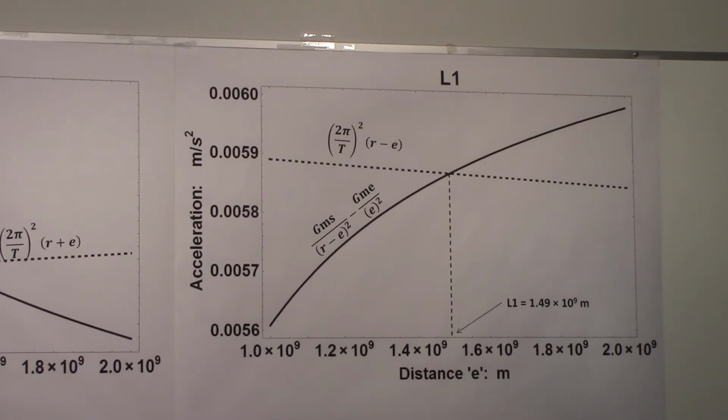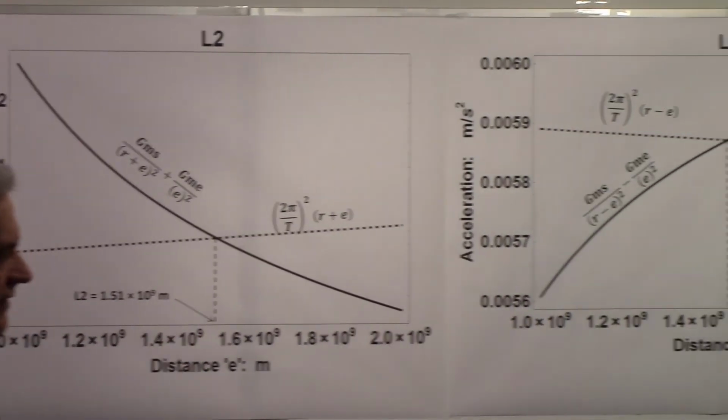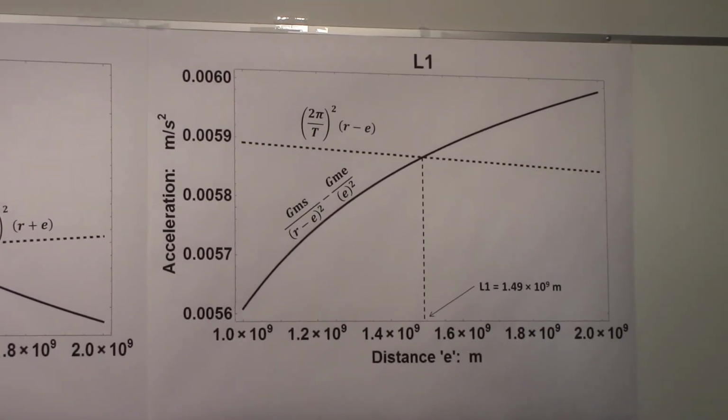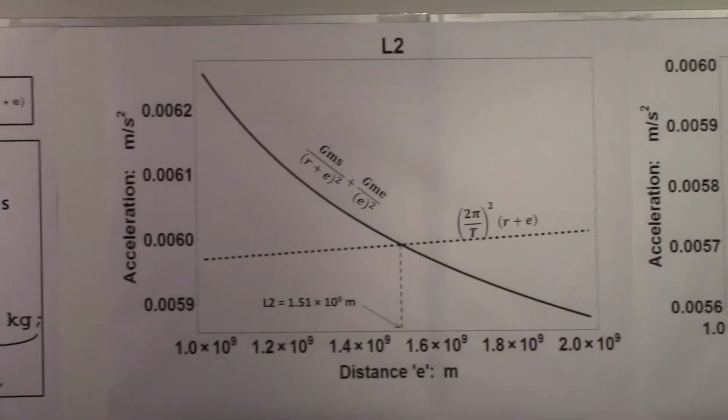Now, we didn't include all of the factors, the effects of other planets and all that. We did not include all that. But this is a very good estimate for the value of L2 and for the value of L1. I'll show you now another way to solve for E.